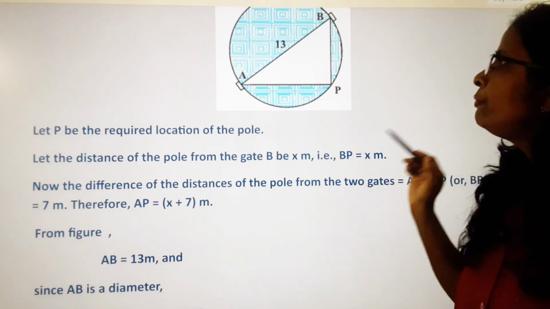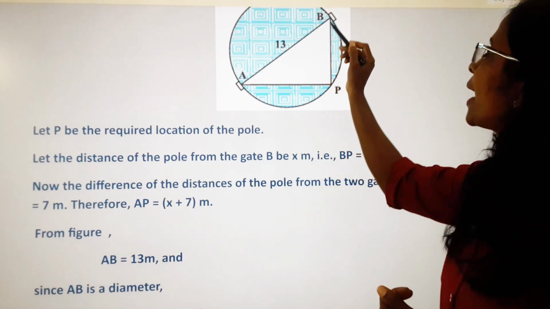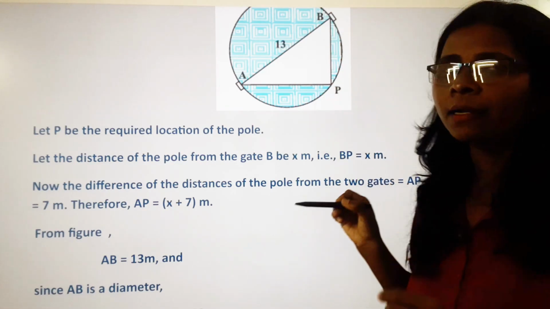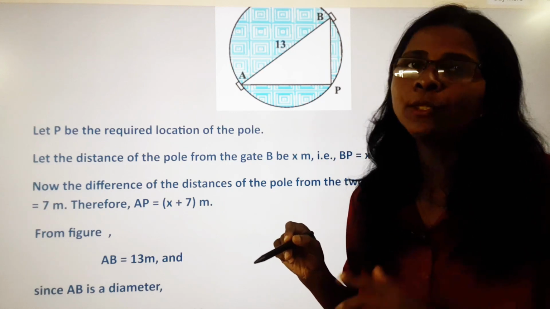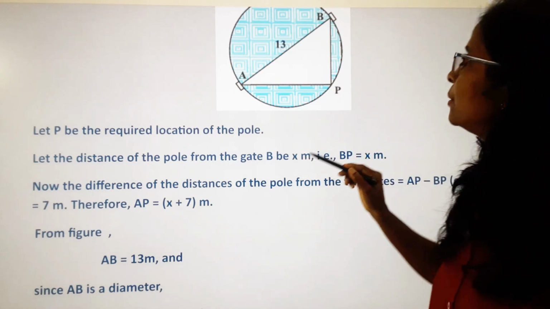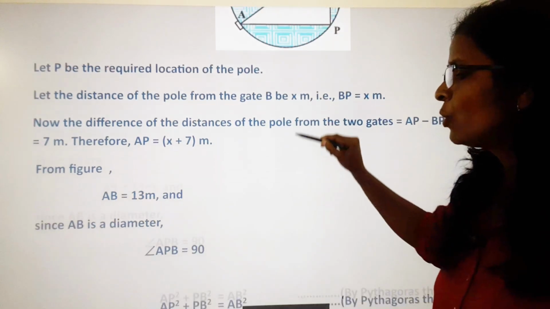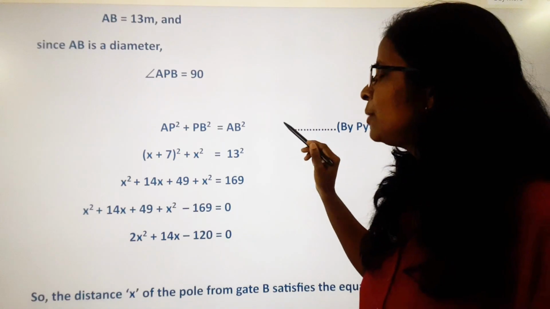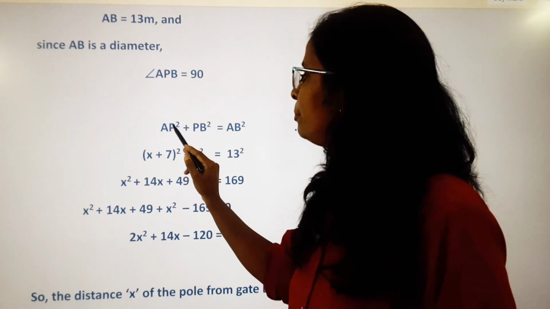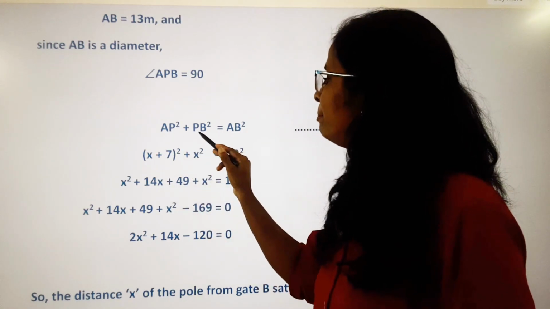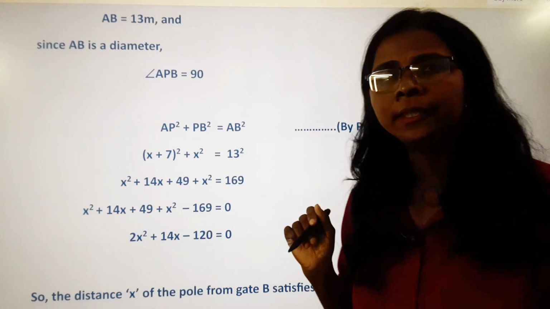Now if you see carefully in this figure, ABP is a triangle. But which type of triangle is this? This is a right angle triangle. So here we can use the Pythagoras theorem. That means AB square is equal to BP square plus AP square. Now write down the Pythagoras theorem and then substitute the values. AP square means x plus 7 square, BP square means x square and AB is 13 square.